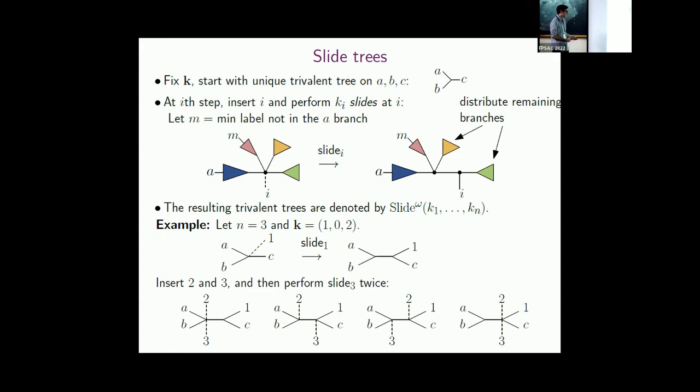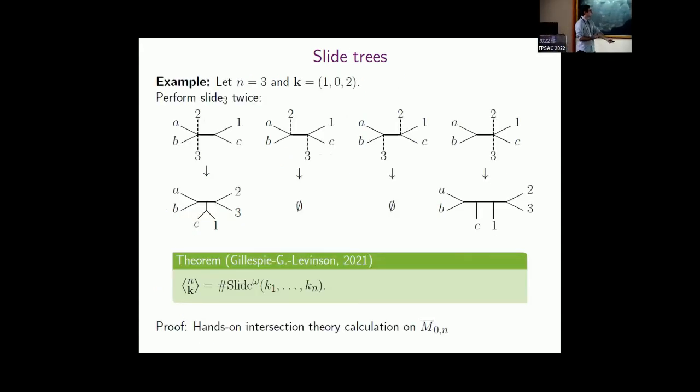Here are all the ways to insert 2 and 3. And when you do the slides, some of them will result in trivalent trees. Those are the ones you take. So this first one will result in a single tree. In general, it could be a whole set of trees, but in this case, just 1 tree. And then the last one results in a single trivalent tree.